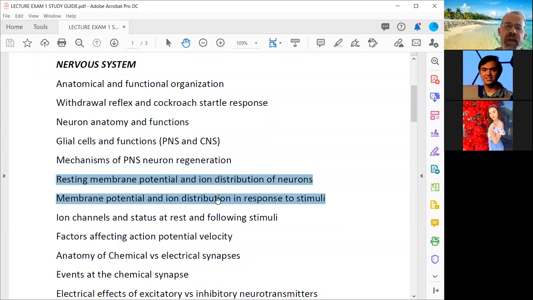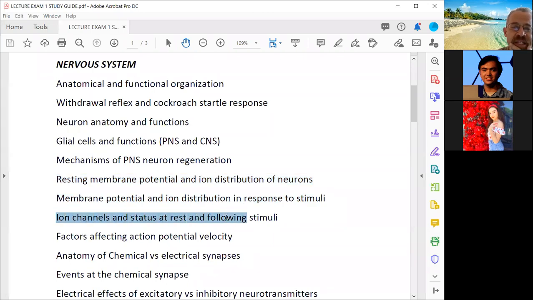So membrane potential and ion distribution in response to stimuli, that's what we're talking about, the action potential. You should know the status of the ion channels prior to and during and following a stimulus. For example, when is the voltage-gated sodium channel open? When is it inactive? When is the voltage-gated potassium channel open? And when is it inactive? So that's the action potential, the fundamental response of a neuron. It responds electrically, you get this effect.